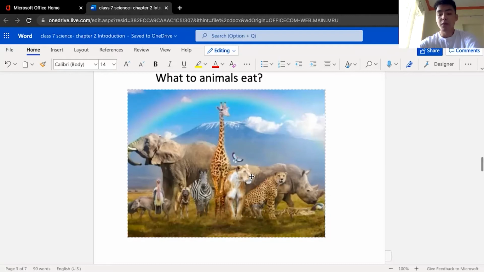So when some animals like, what do they eat? So take the case of an elephant, they are herbivores. So they rely on a plant diet.